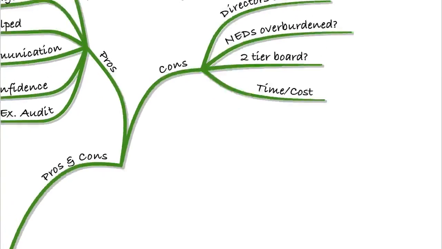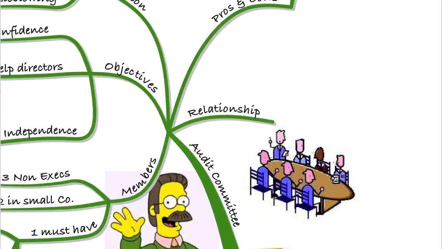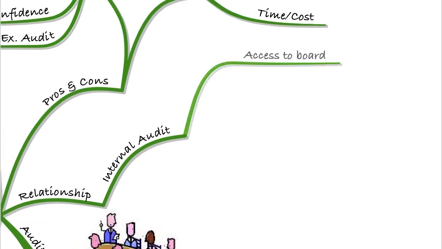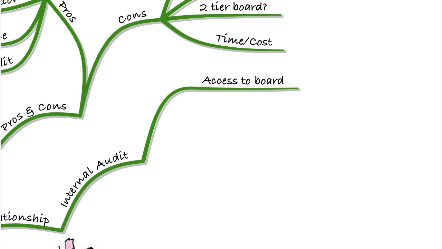So what about this relationship that the audit committee has with internal audit? Well, one of the main things that the audit committee will do is provide internal audit with access to the board. Remember, internal audit will report to the audit committee. The audit committee can then take any concerns that they have directly to the board. So they can do that. They can provide that access to the board for internal audit.